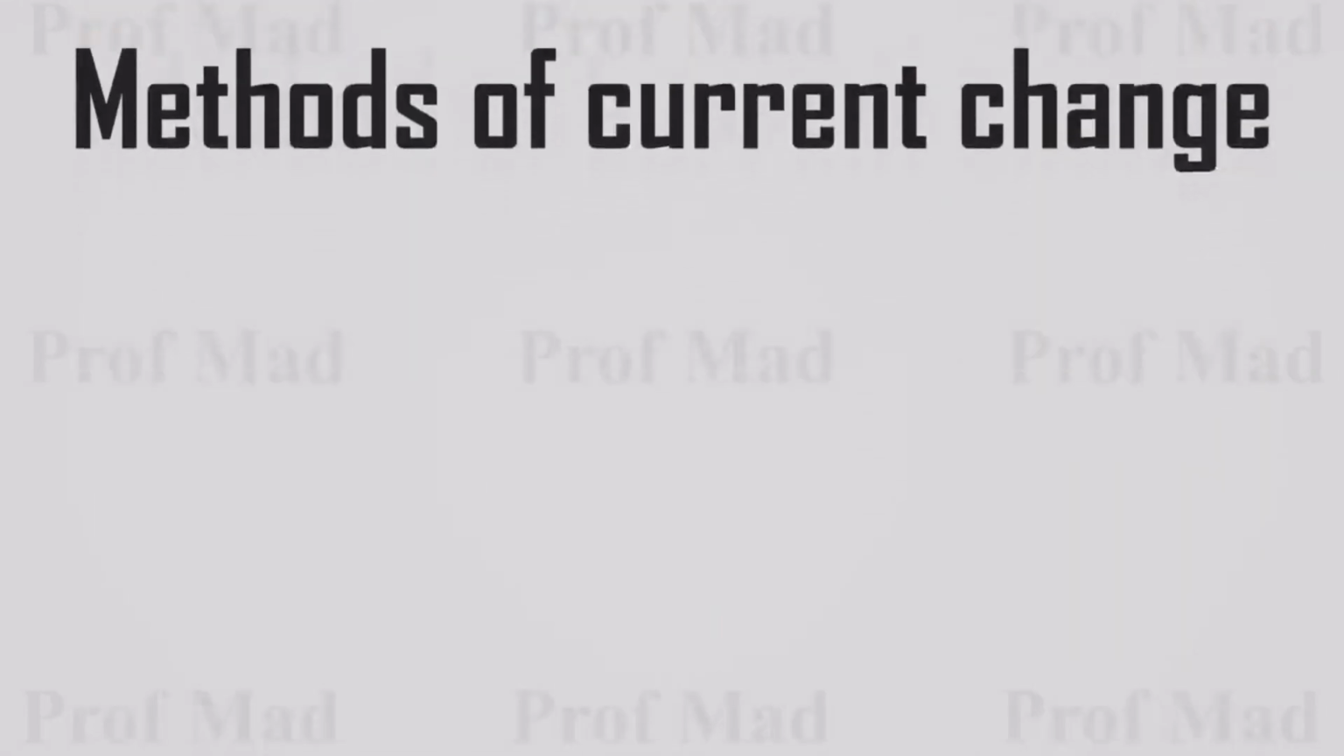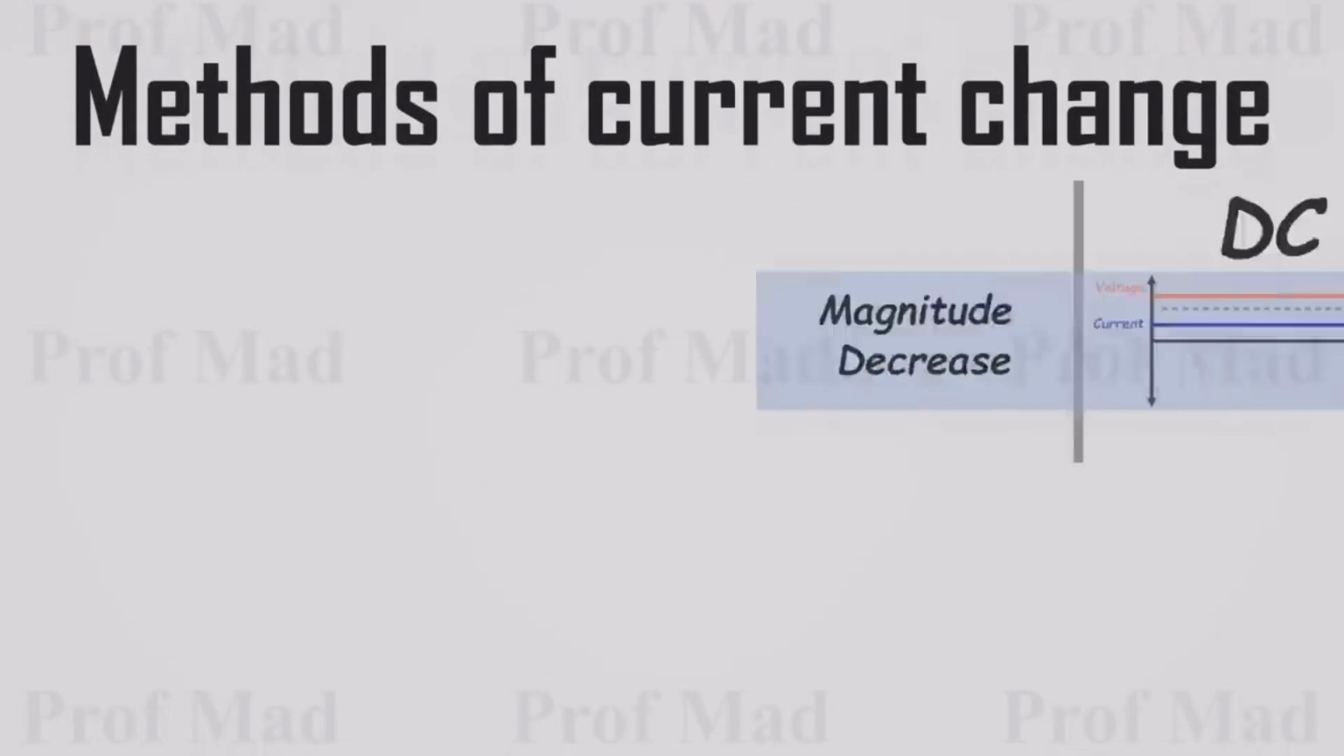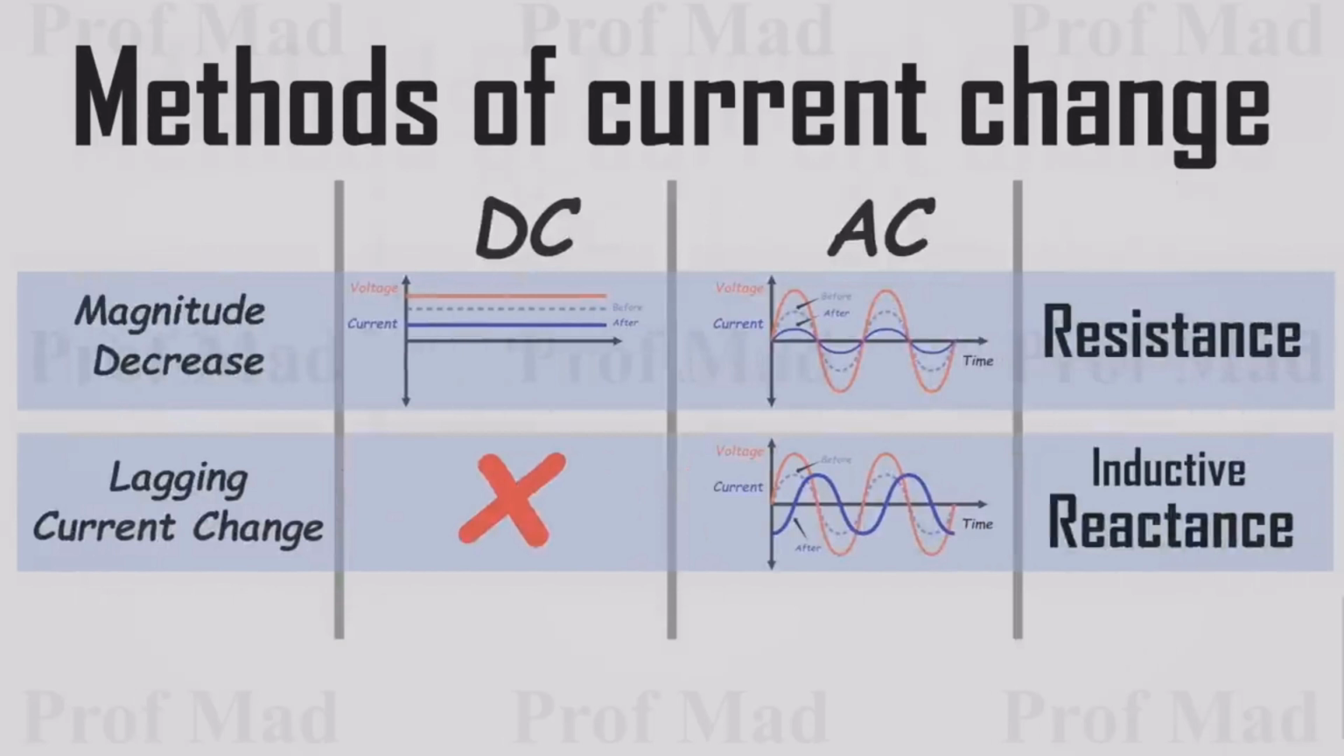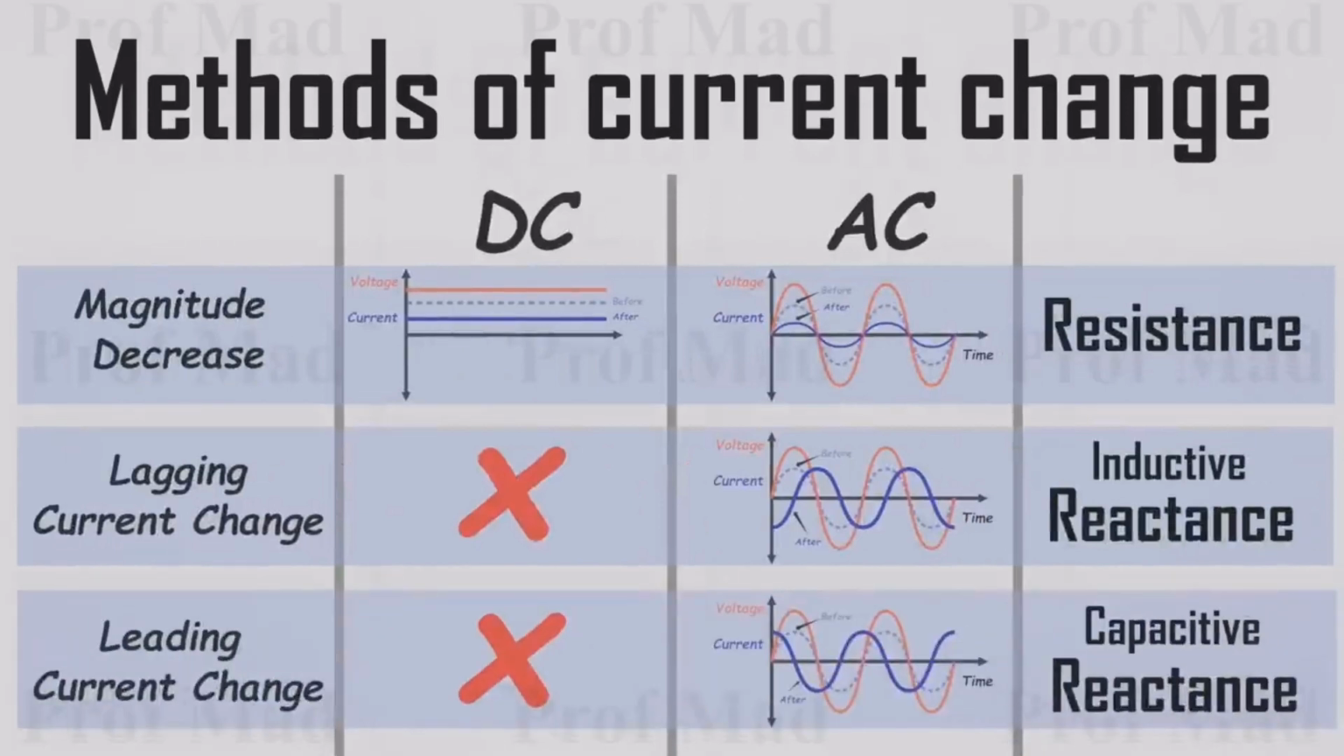Now that we understand how different types of components affect the current in a circuit, the three primary factors influencing current are resistance, inductive reactance, and capacitive reactance. Resistance consistently decreases the current and is observable in both AC and DC circuits. Inductive reactance causes the current in a circuit to lag behind the voltage, and it's exclusively observable in AC circuits. Conversely, capacitive reactance makes the current lead the voltage, and it too can only be observed in AC circuits.